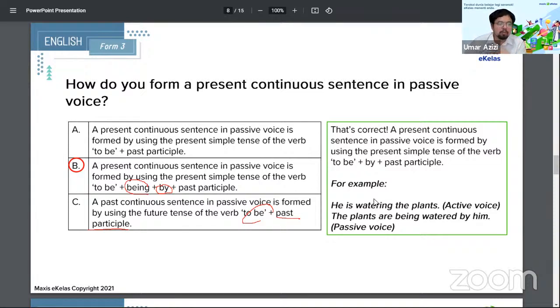To change it to passive: the plants are being watered by him. So, are being watered by him, this replaces the continuous format of the verb watering. In passive voice, you can't use the word watering because that's a continuous verb and that's active. To change it to passive, you need to change that continuous verb from watering to being watered by.